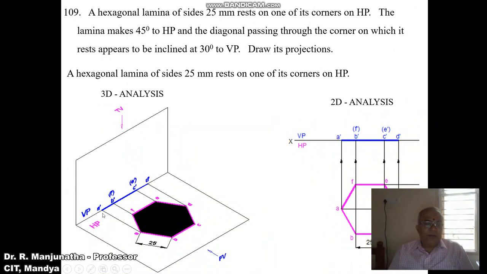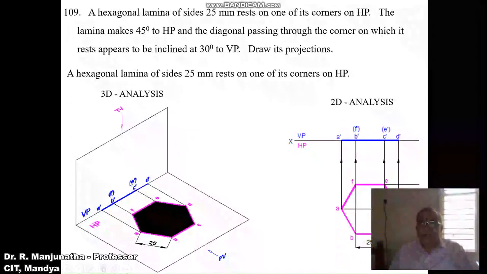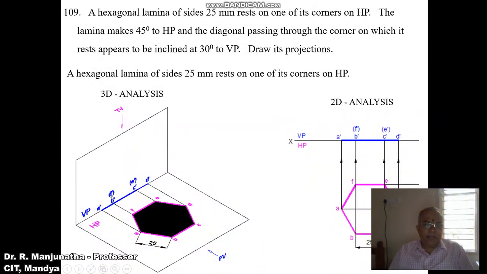As we see from the front view, all the sides are resting on HP, so obviously it is parallel to HP. Therefore, we are able to find the true shape in the horizontal plane. And as the surface is parallel to HP and perpendicular to VP, that is the reason why you get a line in the front view. When you look from the front view, ABCD is near to the observer, so A dash, B dash, C dash, D dash is visible, and E and F is away from the observer. Therefore, E dash and F dash will be in brackets.